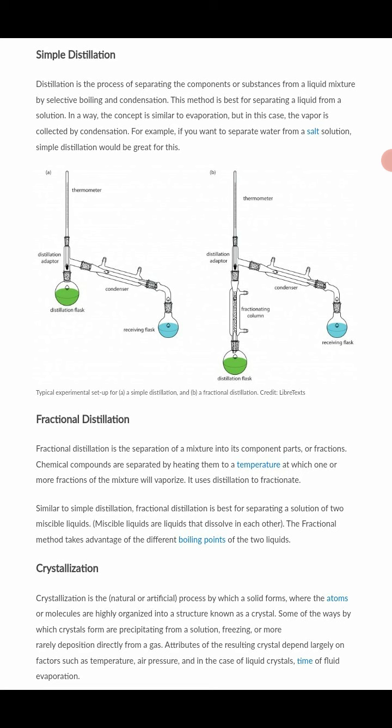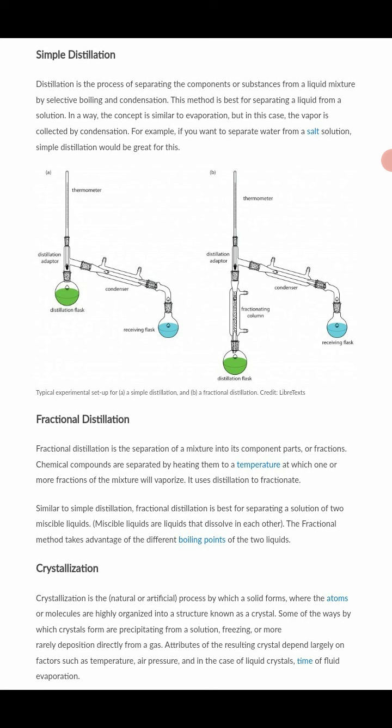So fractional distillation is the separation of a mixture into its component parts or fractions. Chemical compounds are separated by heating them to a temperature at which one or more fractions of the mixture will vaporize. It uses distillation to fractionate. Similar to simple distillation, fractional distillation is best for separating a solution of two miscible liquids. Miscible liquids are liquids that dissolve in each other. The fractional method takes advantage of the different boiling points of the two liquids.